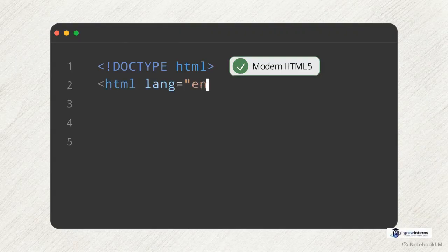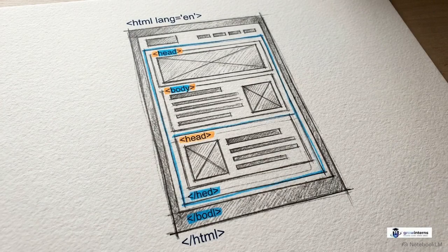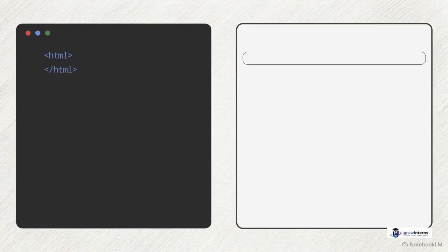Right below that, we create the root of the document by opening an HTML tag, specifying English, and closing it. Every instruction, content piece, and setting needed to load the site lives inside these root tags. Inside this root container, we build the invisible brain of the document, the head element. This section holds metadata, data about the data.